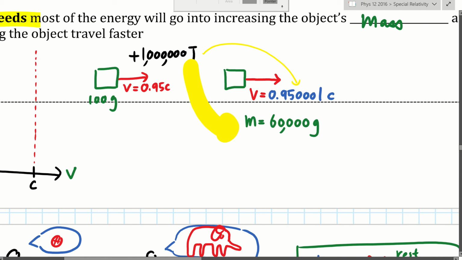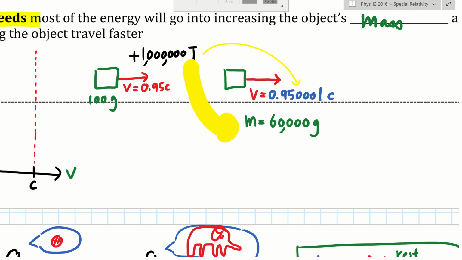So when an object is moving slowly, any energy you add into it will make it go noticeably faster. But when an object is already moving very close to the speed of light, any energy that you add into it, yes, it will increase your speed. It will still make you go faster, but most of that energy will convert into increasing the mass of the object. Now, when an object is really, really massive, it becomes super hard to actually make it go even faster.